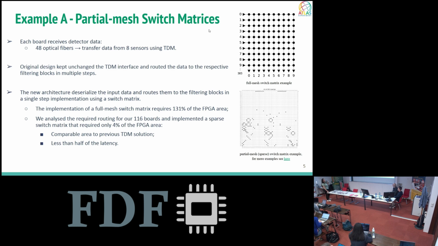So in this first figure, we can see a full mesh switch matrix example where all the inputs are connected to all the outputs, but implementing it this way would require more than 100% of the FPGA area. It is not possible. So we did some analysis for our 116 boards, and we found that we can connect only the necessary inputs and outputs. In this way, we're using a sparse switch matrix. We only require 4% of the FPGA area. So this implementation has an area comparable to the previous solution, and it has less than half of the latency of the previous one.